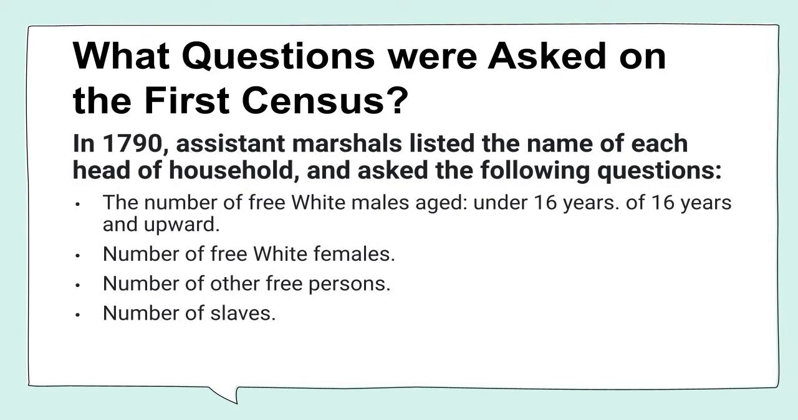In comparison, let's take a look at what was asked on the first census. In 1790, the marshals listed the name of each head of household and asked the following questions: the number of free white males aged under 16 and of 16 age and upward, the number of free white females, the number of other free persons, and the number of slaves.